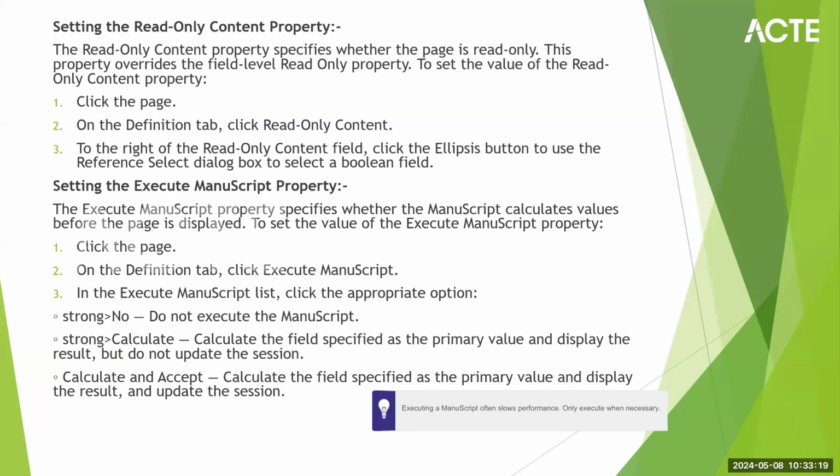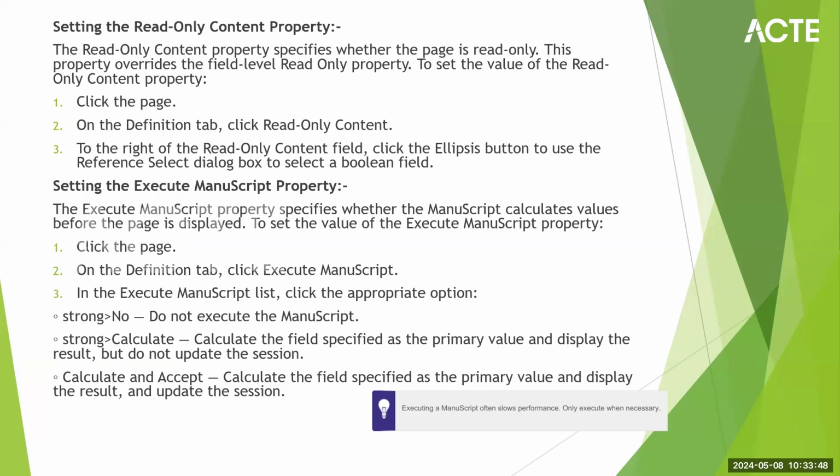Setting the read-only content property. If you want the content to be read-only in that particular page, then you need to give these properties. Click on the page on the definition tab, click read-only content. To the right of the read-only content field, click the ellipsis button to use and select the particular condition which is already there in your current manuscript.